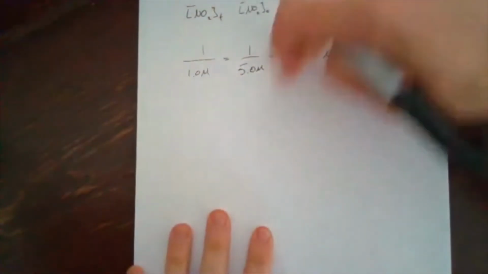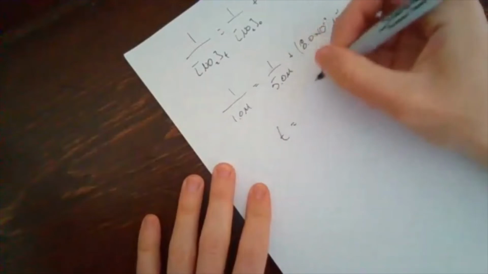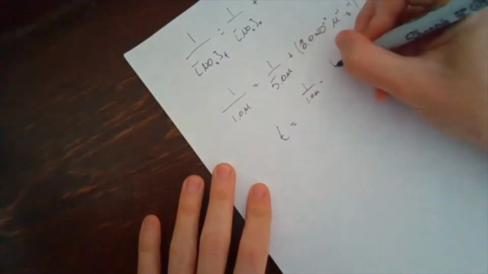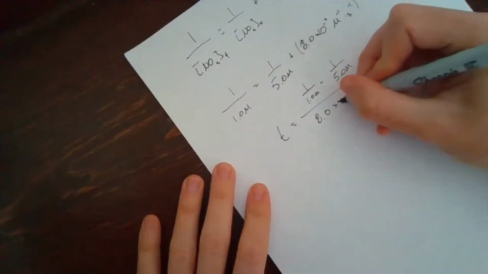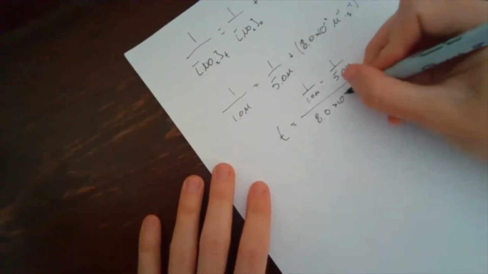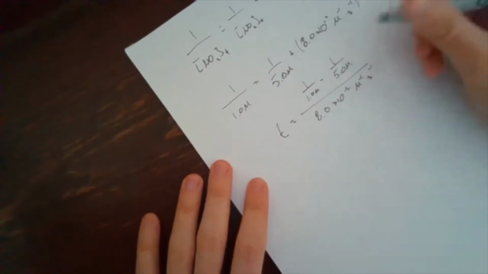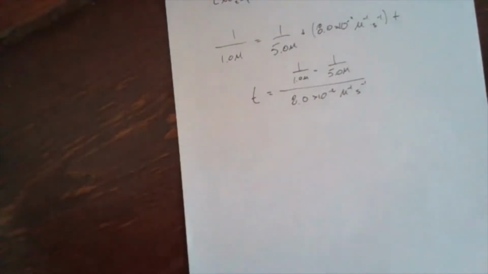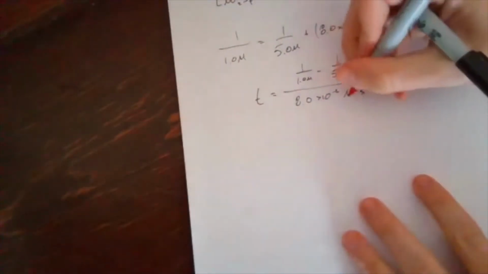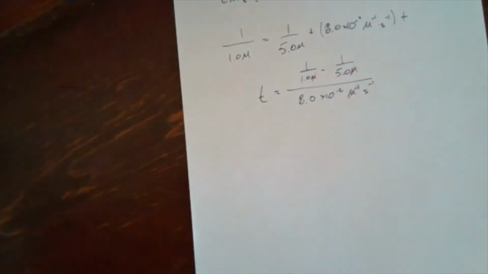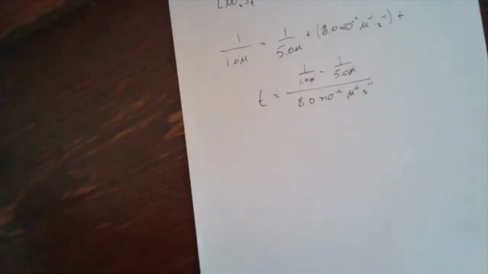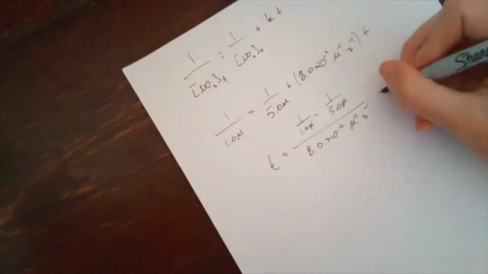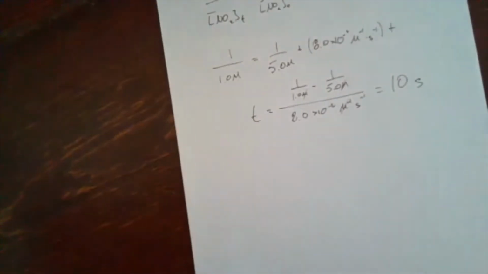I'm going to subtract that, divide by that. T is equal to 1 divided by 1.0 molar minus 1 over 5.0 molar over 8.0 times 10 to the negative 2, is that what it says? And what's going to end up happening is all of these are inverse moles. They're moles on the bottom of a fraction. So all of those are going to cancel out. This is inverse seconds on the bottom of a fraction, so it's going to swap. So my units that I'm going to end up with is 10 seconds.